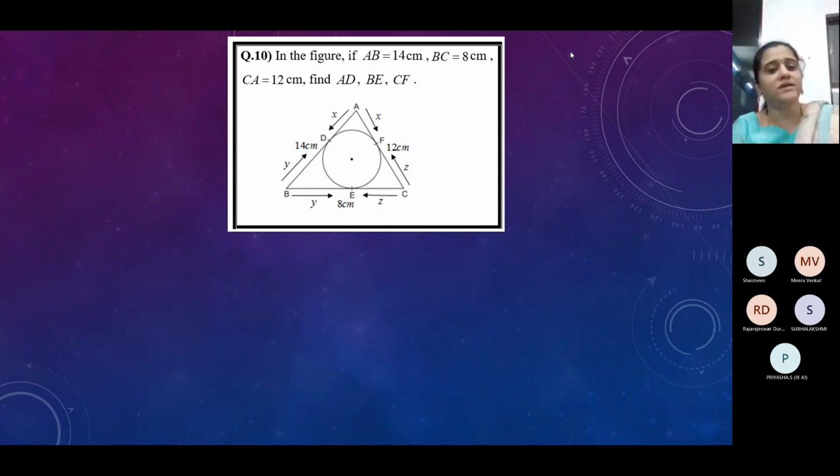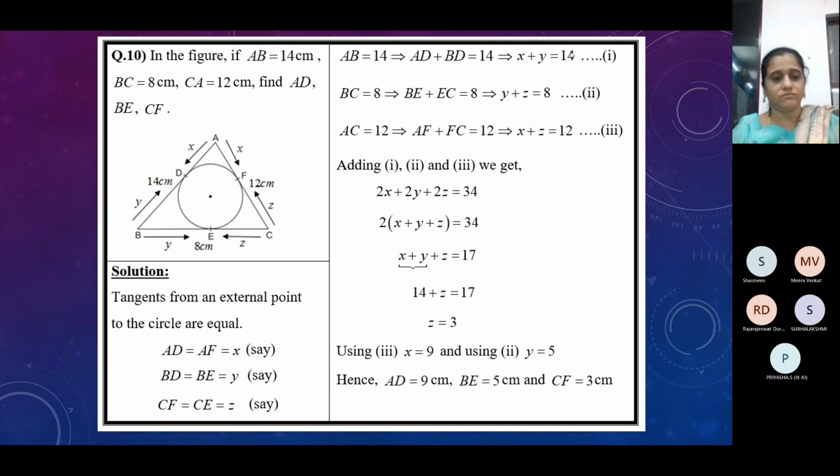Correct. X plus y is equal to 14. Y plus z is equal to 8. Then x plus z is equal to 12. So you have 3 equations. Then you'll have to add the 3 equations and take out 2 common. We have done this, no?